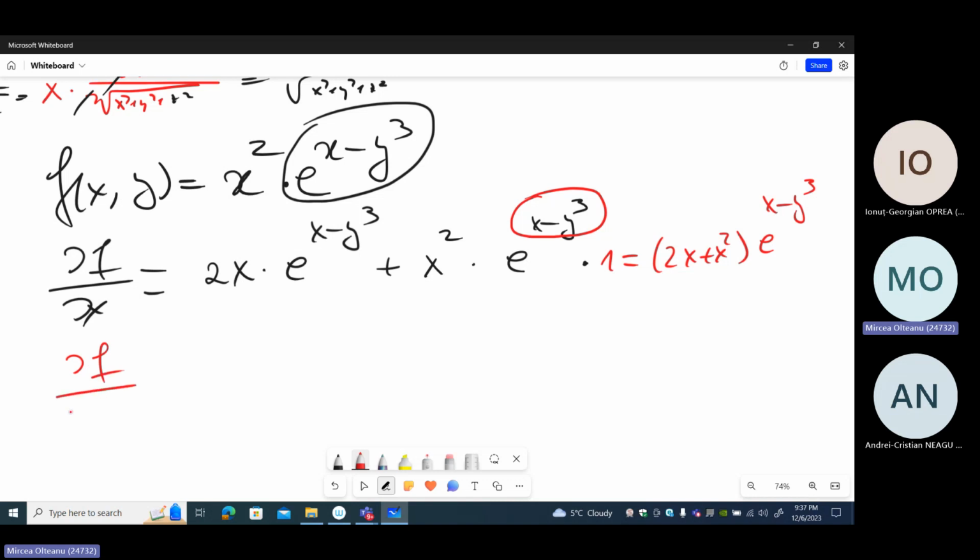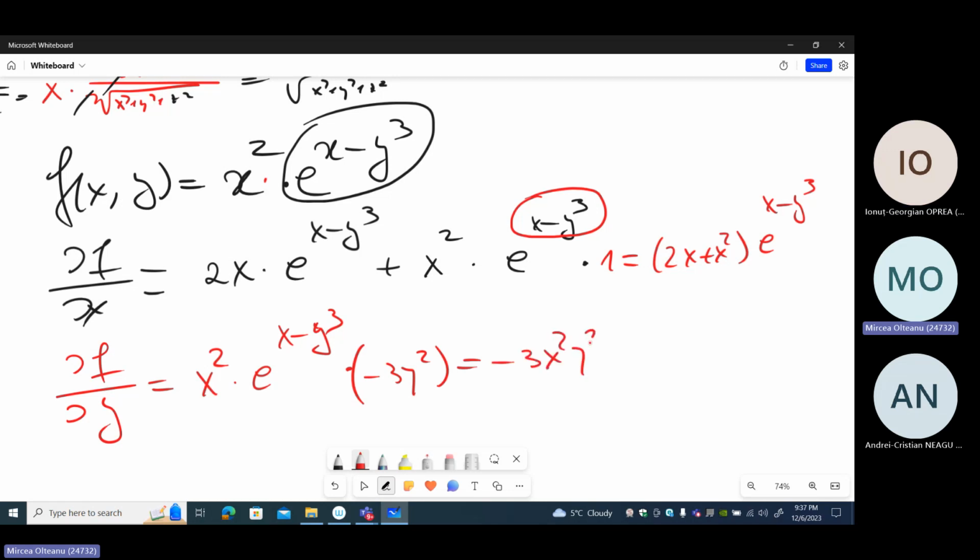Let's see what happens when we differentiate with respect to y at some arbitrary point x, y. Now x squared is constant, times what? e to the power x minus y cubed times what? Minus 3y squared, very well. So that is minus 3x squared y squared e to the power x minus y cubed. Okay. So computing partial derivatives, which is the main goal in the beginning here at the study of functions of several variables, I think it's clear.